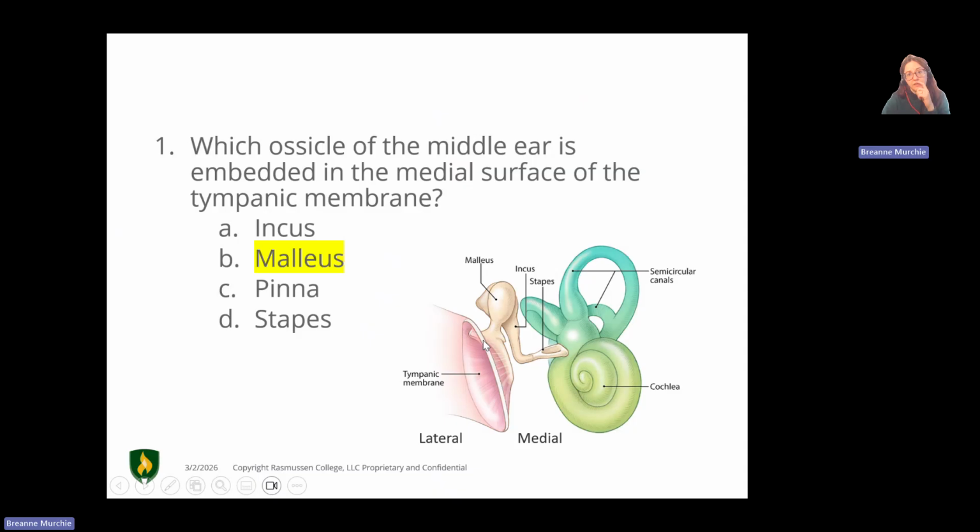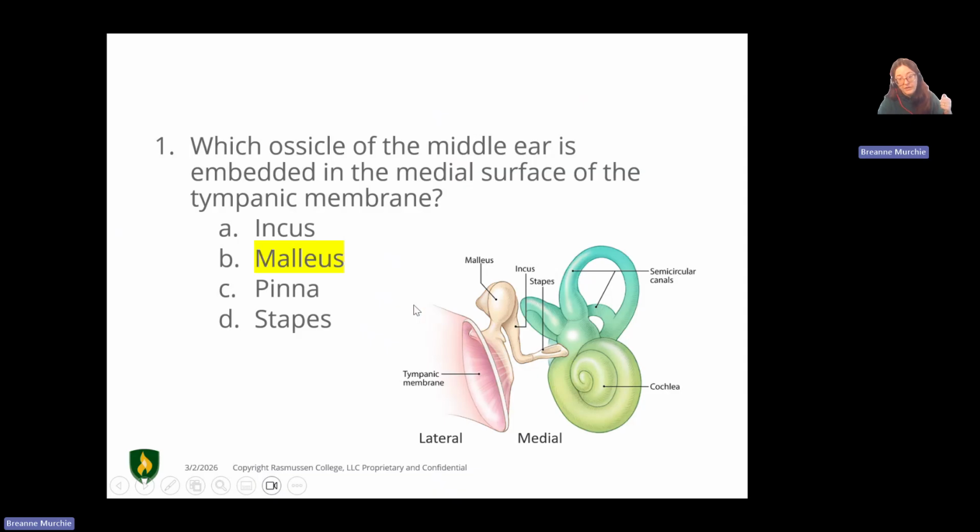Okay. The reason that they call this the hammer or the mallet is because it kind of looks like a hammer or a mallet. So the actual handle of the malleus is embedded in the medial surface of the tympanic membrane. If you've ever heard of someone perforating their eardrum with a Q-tip, that's the lateral side. Where's my darn cursor? Okay, say that a little kid accidentally perforates their eardrum with a Q-tip. The Q-tip would be coming from the lateral aspect of the tympanic membrane and pushing. So this is the lateral side.